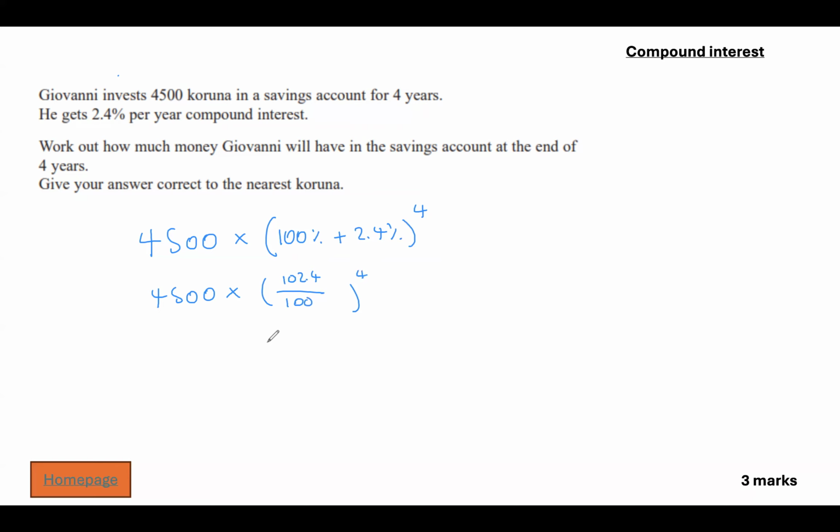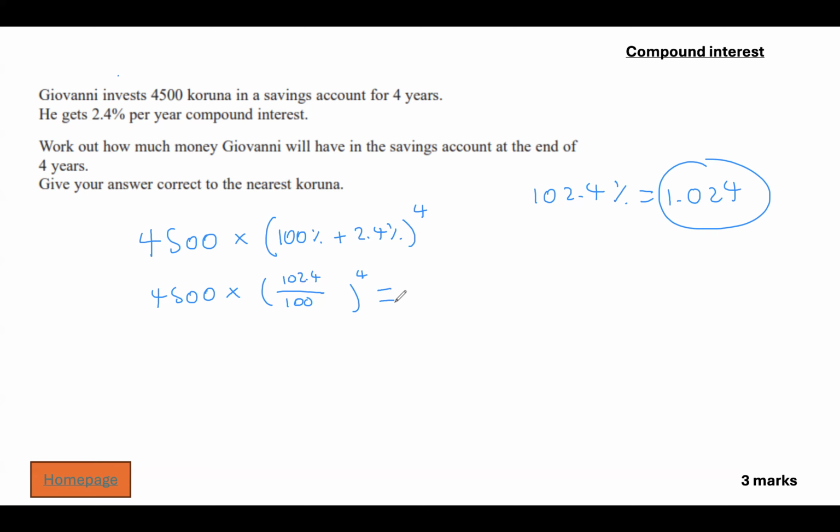The reason why I encourage this is because if you write it as a decimal multiplier, sometimes students make a mistake. They end up writing 102.4 as the decimal multiplier, but 102.4% as a decimal multiplier is 1.024. So you could have times 1.024, or you could simply write 102.4 over 100, whichever you've learned, whichever you're more comfortable with.